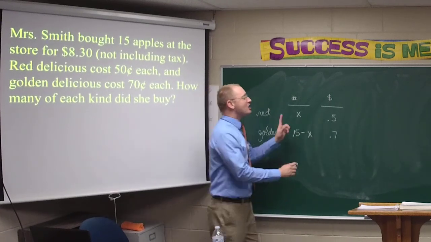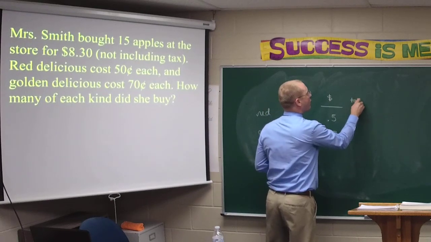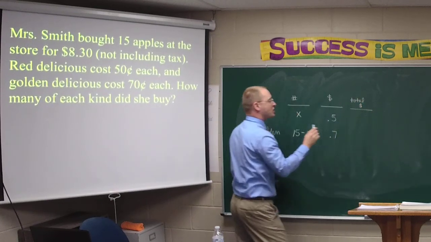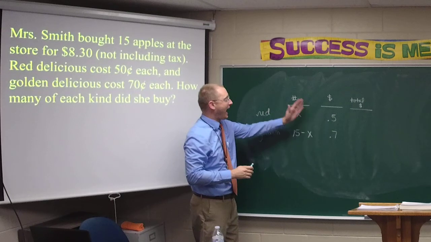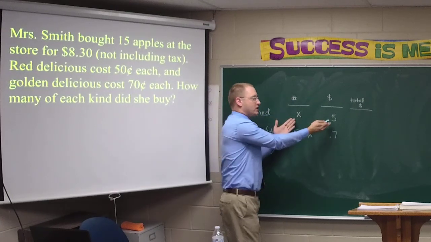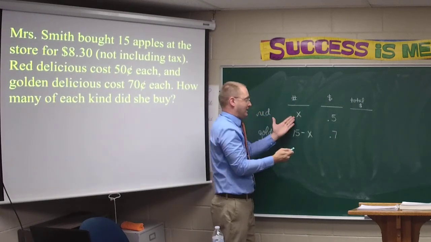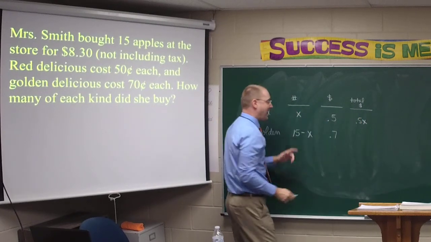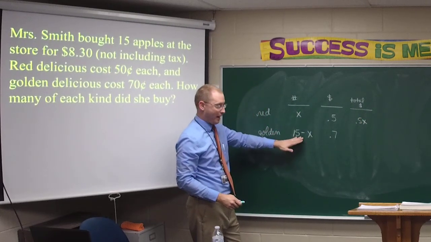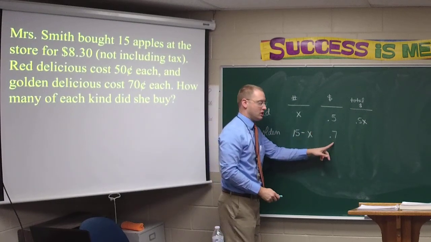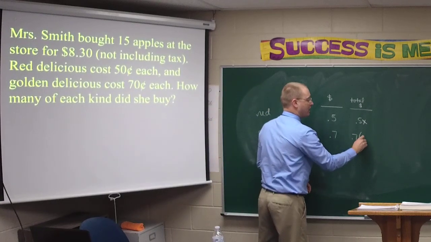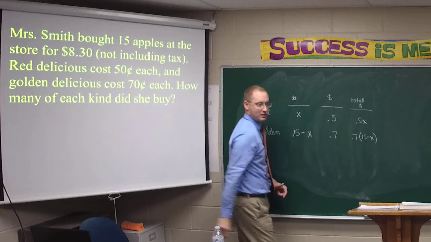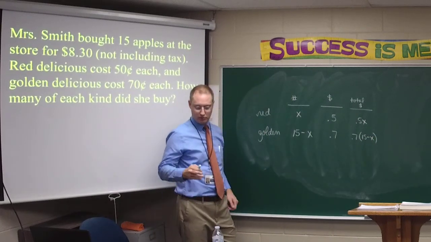Multiplication, thank you. So if I wanted to represent the total money spent just on red delicious apples, I take the number of red delicious apples times 50 cents each. Well, let's do it. x apples times 50 cents each gives 0.5x. And 15 minus x apples at 70 cents each gives 0.7 times 15 minus x. Does that make sense? Following so far?